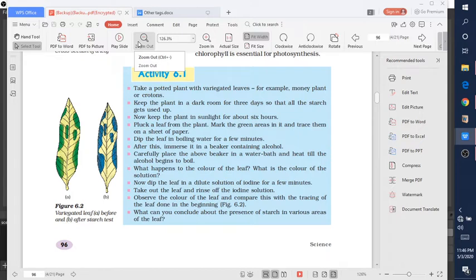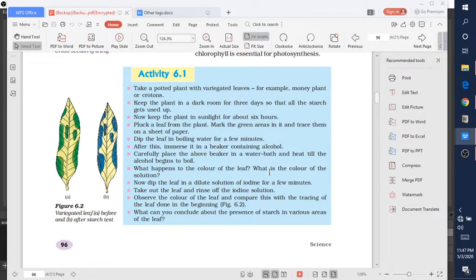We now put the leaf into boiling alcohol, and the boiling alcohol breaks the cell wall and chloroplast. This breakage of cell wall and chloroplast washes the chlorophyll into the solution. As a result, the leaf loses its green color and becomes colorless. The colorless leaf is easily stained with iodine, and now when we put this colorless leaf into the iodine solution, only the green part of the leaf turns blue.